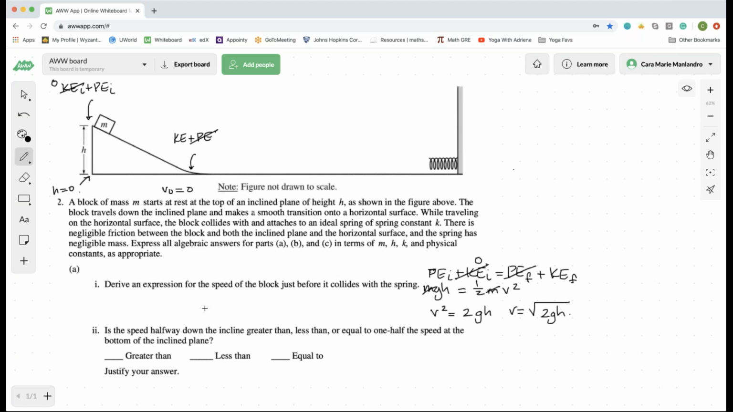Okay, any questions? Is it okay if we don't show canceling out the energy? I think if you just wrote U is equal to K, I feel like that's okay. But if I didn't do it, somebody would ask.